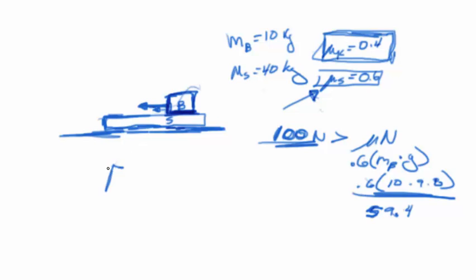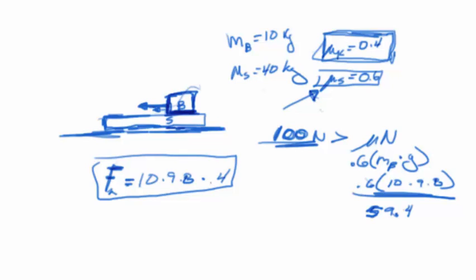Right, so then the force of kinetic friction is gonna be 10 times 9.8 times 0.4, which I think you had in your notes. Actually, so let's see if this is enough.